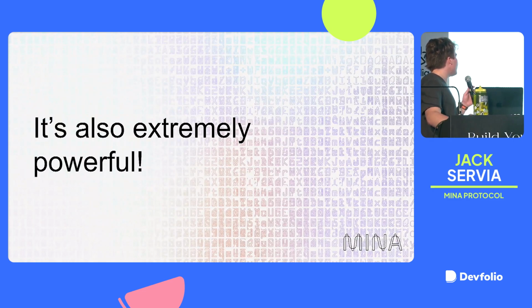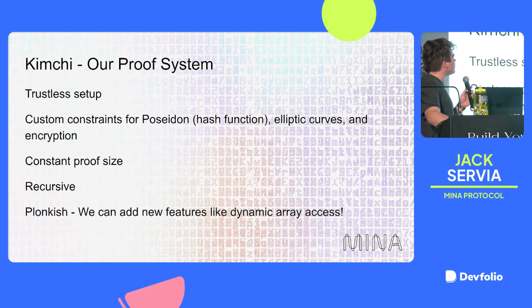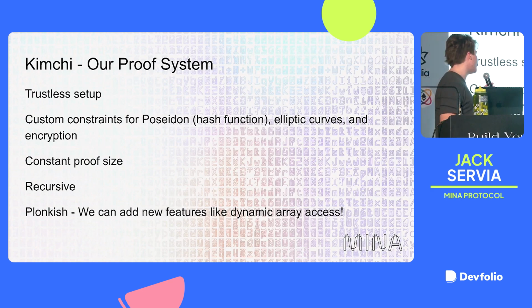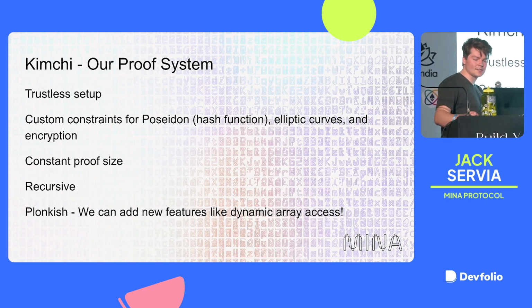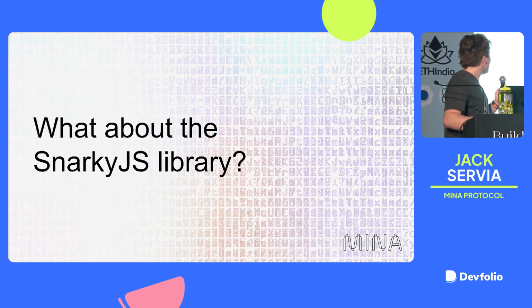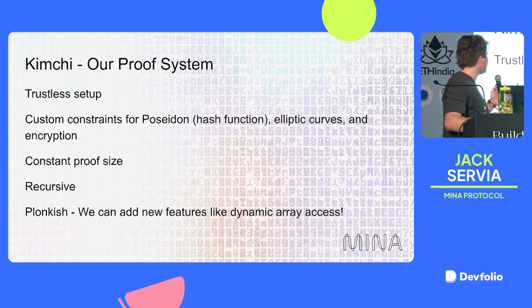It's also extremely powerful. This is for two reasons. One is Kimchi, which is our proof system. And we have fully trustless setup. We have custom constraints for hash functions, elliptic curves, and encryption. This just means that these operations are very efficient. The proof size is constant, thus the O(1). It's recursive, meaning that we can verify proofs inside of other proofs, and it's plonkish, so we can add new features like dynamic array access and a couple other things. Really, the point of this is just that we've put all the horsepower that we can under the hood here.